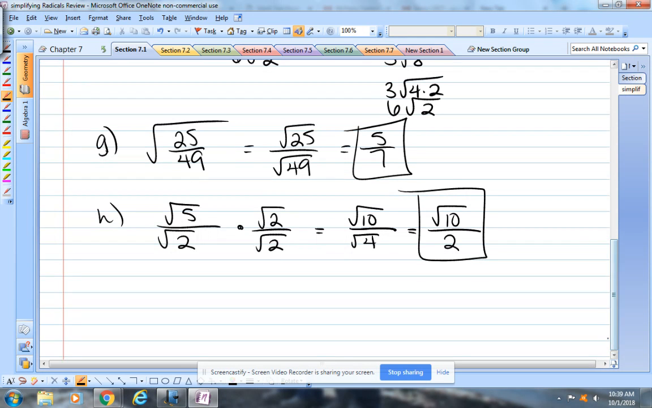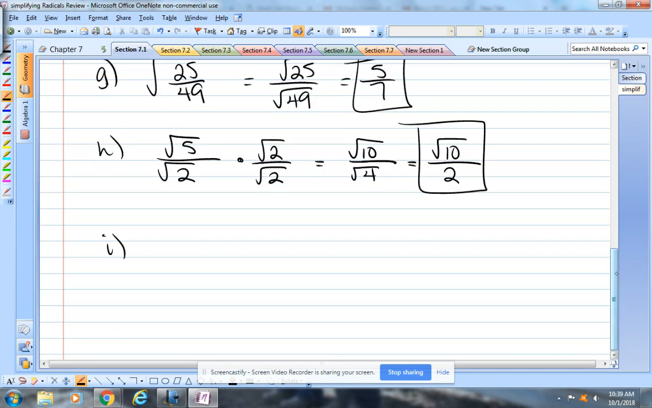So let's practice a few more of those. Let's do 12 over radical 5. 12 over radical 5. Now there is no radical in this numerator, but that's okay. Can we simplify radical 5? No. So we have to rationalize the denominator to get it out of there. Can't have a radical in the denominator. So that's what I'm going to do. Multiply by radical 5 over radical 5.